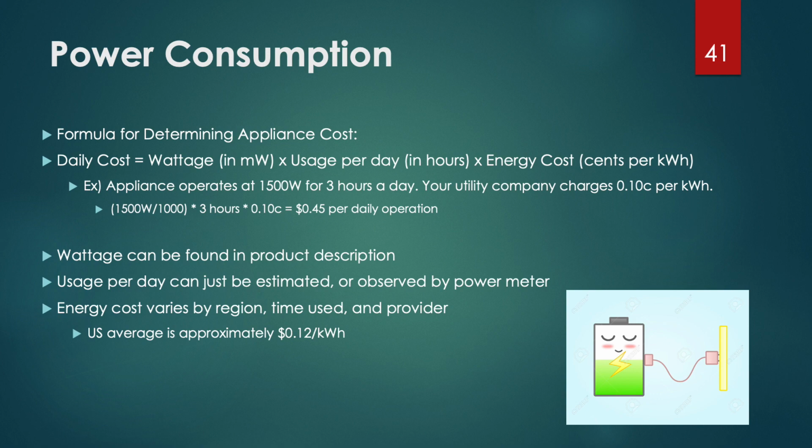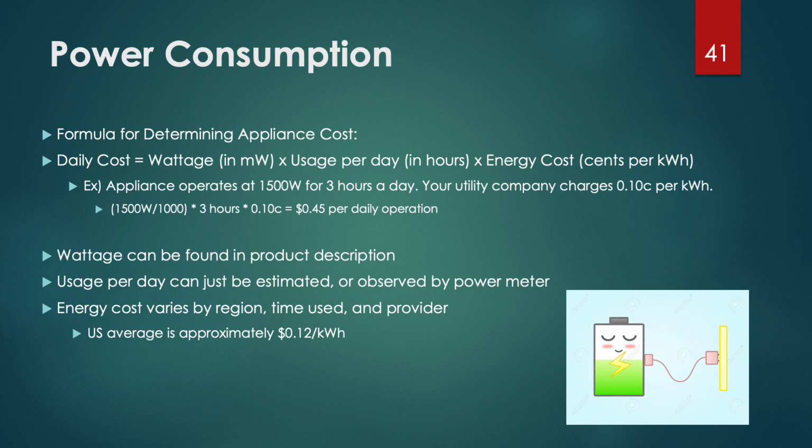A short example of this can be an appliance operates at 1500 watts for 3 hours a day. The utility charges 10 cents per kilowatt hour. To determine this appliance's daily energy cost, we would first divide the 1500 watts by 1000, then multiply this value by the 3 hours of operation per day, and then finally multiply this value by the utility's predetermined price per kilowatt hour. Note we divide the 1500 watts by 1000 to account for the utility charging in kilowatt instead of watt.